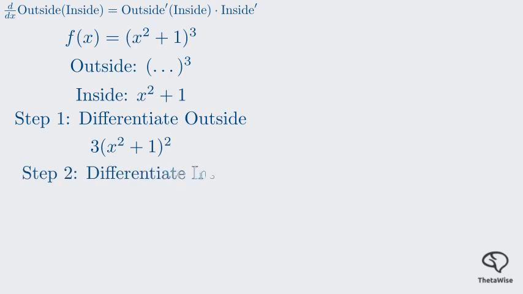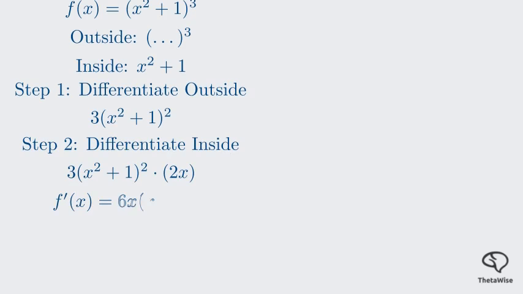Now, we look at the inside, x squared plus 1. Its derivative is 2x. We multiply our first part by this 2x. Finally, we multiply the 3 and the 2x to get 6x. So, the derivative is 6x times x squared plus 1 squared. You've just mastered the most used rule in calculus.